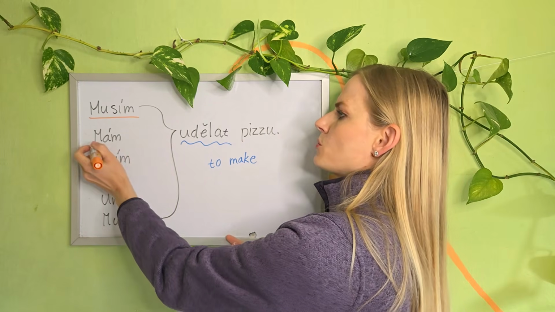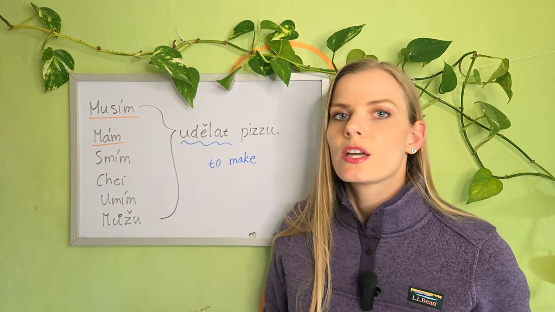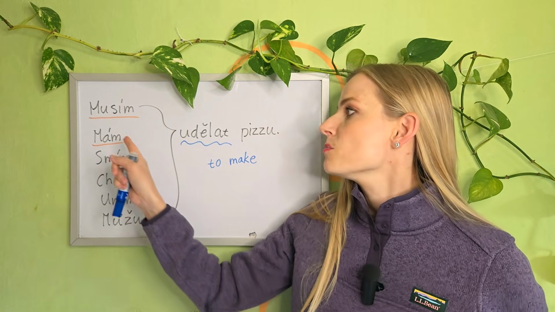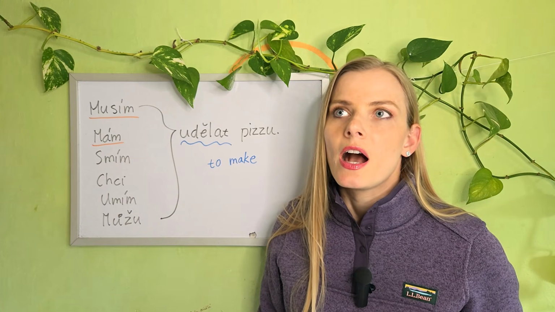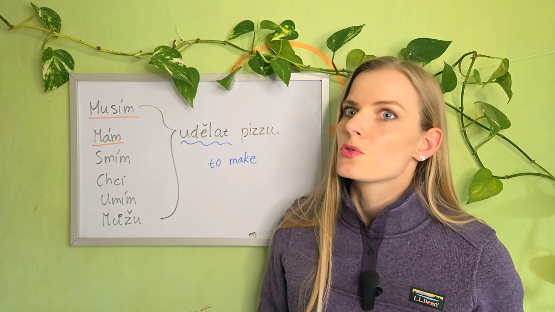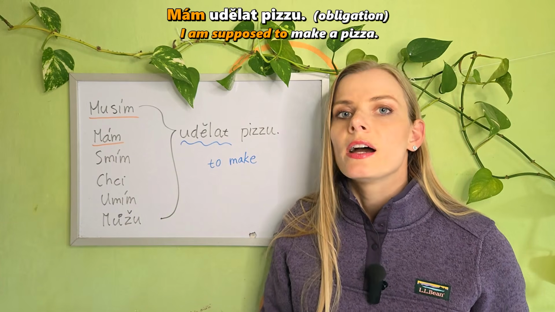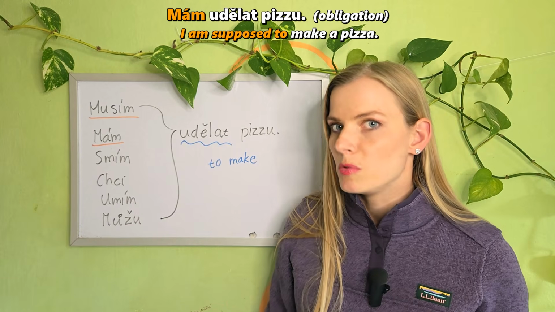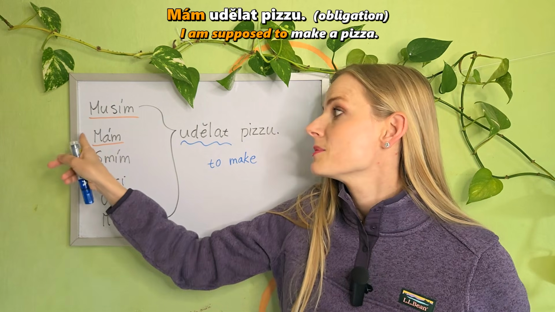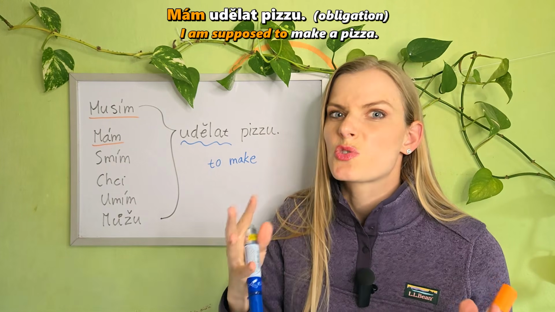Mám udělat pizzu. Mám doesn't only mean to have. When it's combined with another verb, it means that you are supposed to do something, or you shall do something, you should. Mám udělat pizzu. I'm supposed to make a pizza. Someone told me to. It's my obligation. Musím and mám both express certain obligation. Of course, musím is stronger.